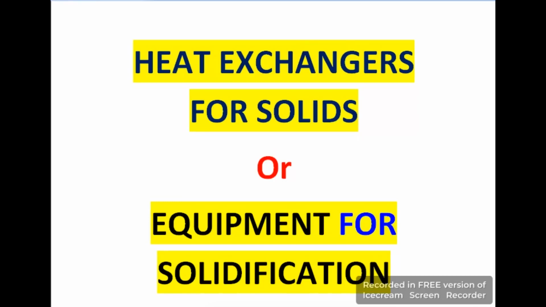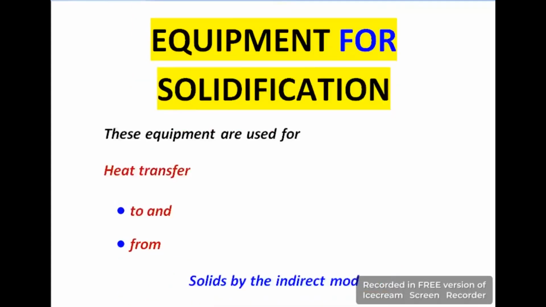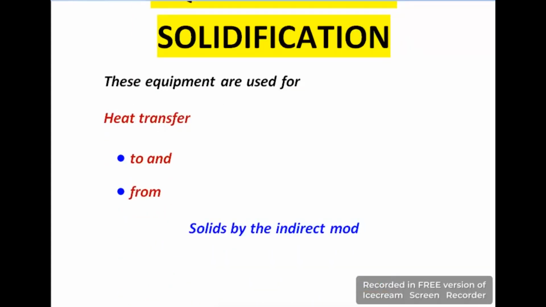This is a very interesting and informative video for engineers. Before, you heard mostly about heat exchangers for liquids only, but in this video we will present all those heat exchangers which are used for solid heat transfer. These equipments or exchangers work in two ways. First, they transfer heat to the solids, and they absorb heat from the solids by indirect mode.